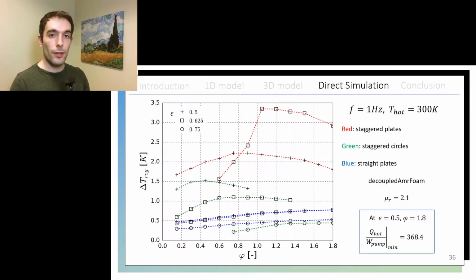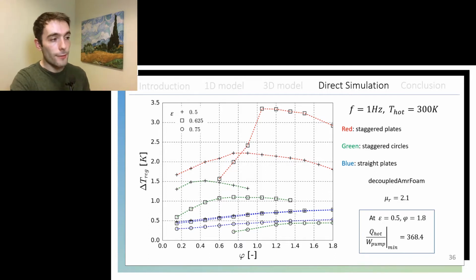So finally I present you the solution of the thermodynamic cycles of the last three geometries we have seen in the last slide. That would be red for staggered plates, green for staggered circles, and blue for straight plates. And the last two, staggered circles and straight plates, follow what we have seen in the literature. As we increase the porosity of those cases, the decrease of the Nusselt number overwhelms the positive effect of reducing the demagnetization losses and the conduction losses of higher porosity cases.